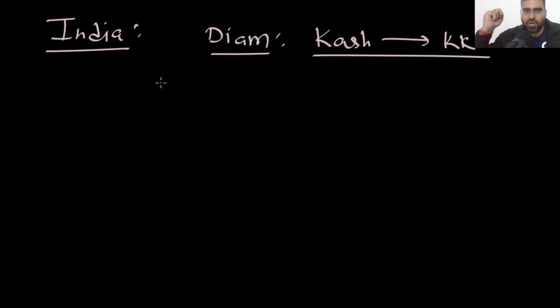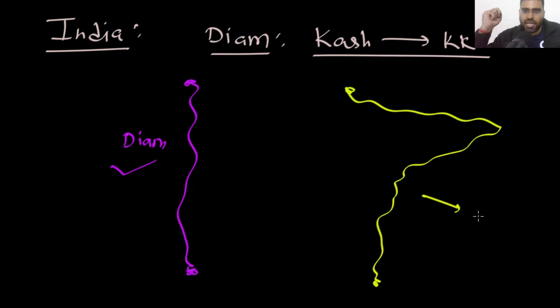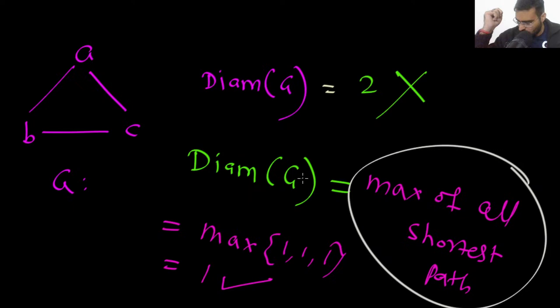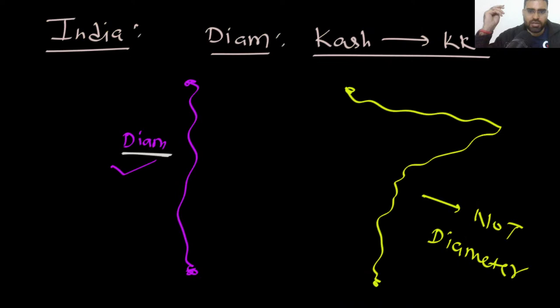You cannot do it like this. Your diameter will be like this: you start here and then you go here. This will be the diameter. Don't do this, going via Meghalaya here. This is not the diameter. Is this clear? So diameter means the longest among all the shortest paths. Among all the shortest paths, which is the longest?